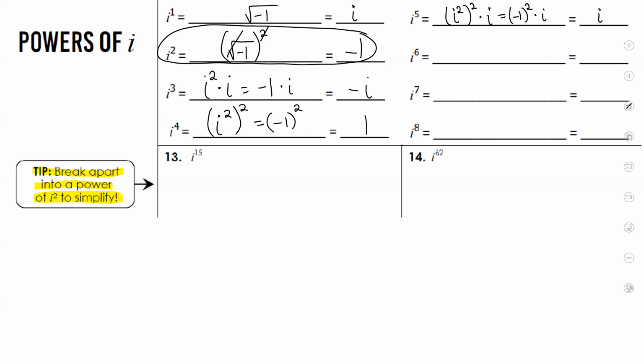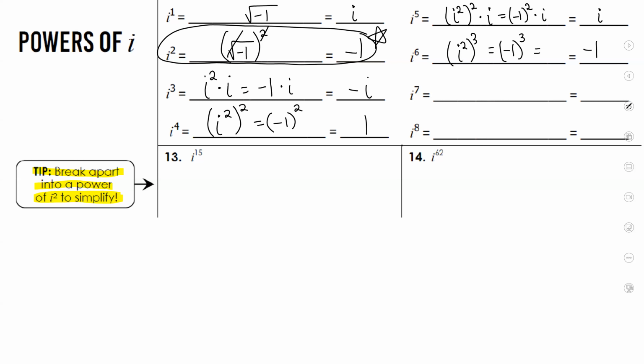Okay, next one. i to the 6th. That's the same thing as doing i squared raised to the 3rd power, right? 2 times 3 will give you the 6. So that's how we can rewrite it. And we said in the beginning that i squared is -1. So this is just -1 cubed. What will that be? -1.